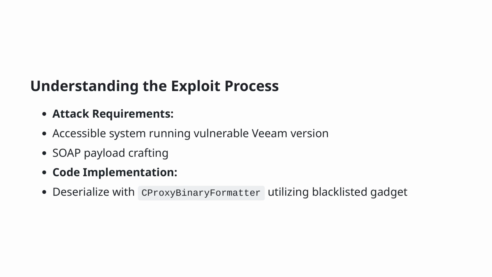In this slide, we focus on understanding the exploit process related to our previous discussion. For successful execution, certain attack requirements must be met. An accessible system running a vulnerable version of Veeam is essential, as is the ability to craft SOAP payloads tailored for this context. On implementation, the process involves deserialization using the CProxy BinaryFormatter, a method that interacts with blacklisted gadgets to exploit the vulnerability effectively. Leveraging these components can facilitate unauthorized actions, posing significant security risks if preventive measures are not taken.